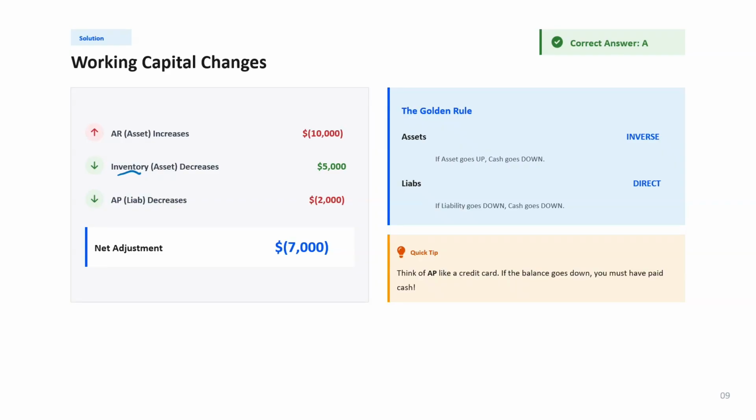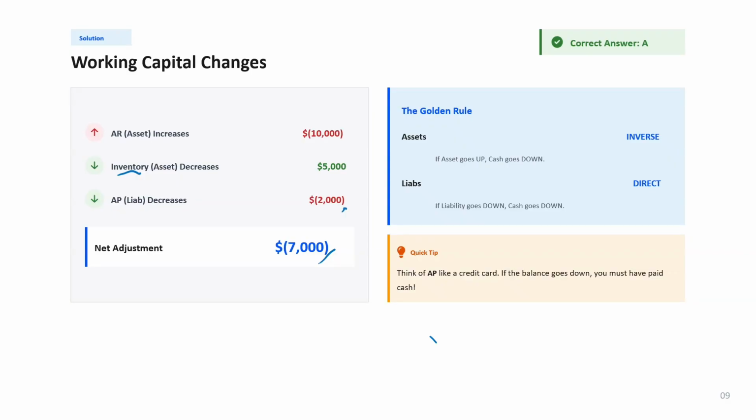And the third one is for liabilities. For liabilities, the relationship is direct. What I mean by that: accounts payable decreased by $2,000. This means we used cash to pay down our supplier, so cash went down. So we subtract $2,000. Summing all the adjustments: minus $10,000 plus $5,000 minus $2,000 equals a net subtraction of $7,000. A quick tip: accounts payable is huge. A decrease in a liability almost always means a cash outflow.